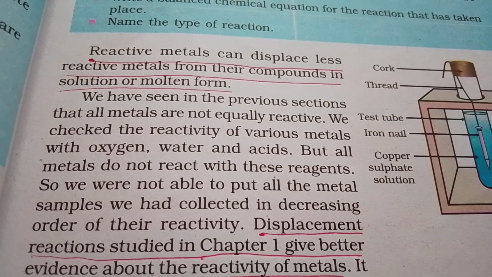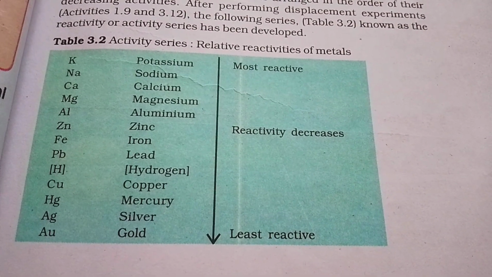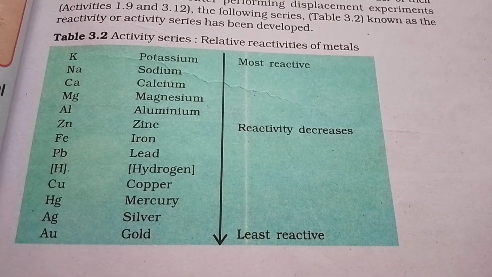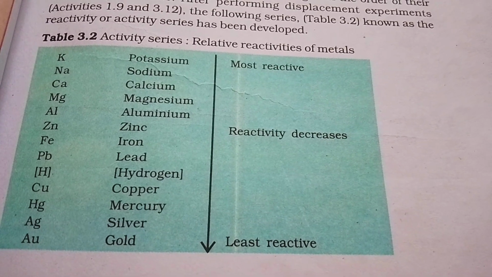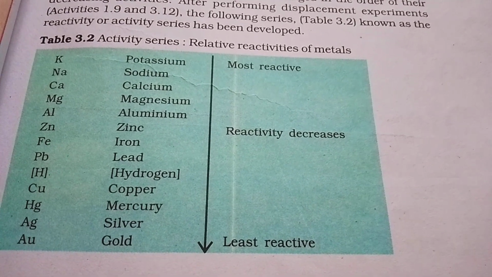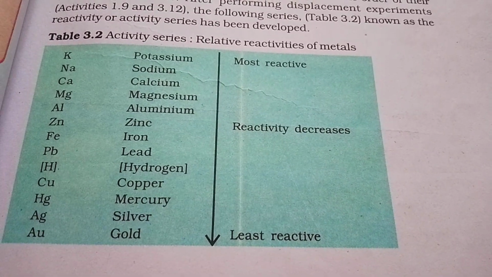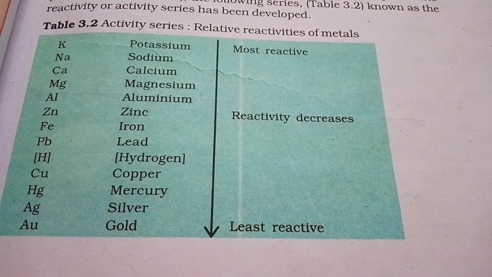So you should know which are the reactive metals and which are the least reactive metals, and for that this table will help you to find out. The most reactive metals and relatively less reactive metals are arranged in a sequence. You should know this table very well to answer such questions.